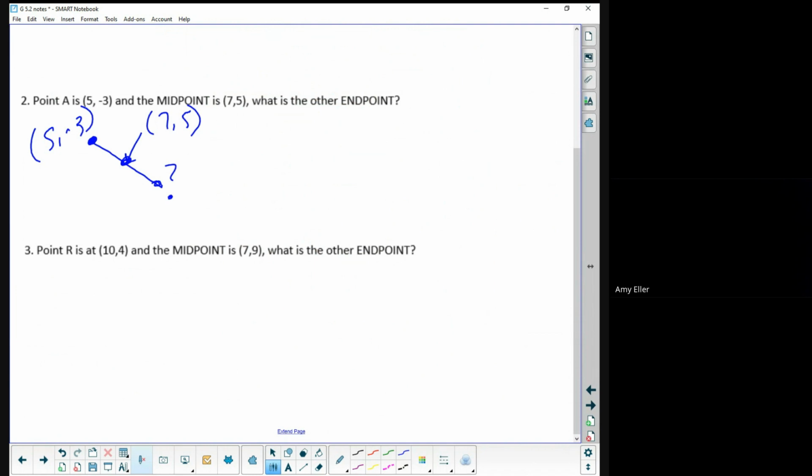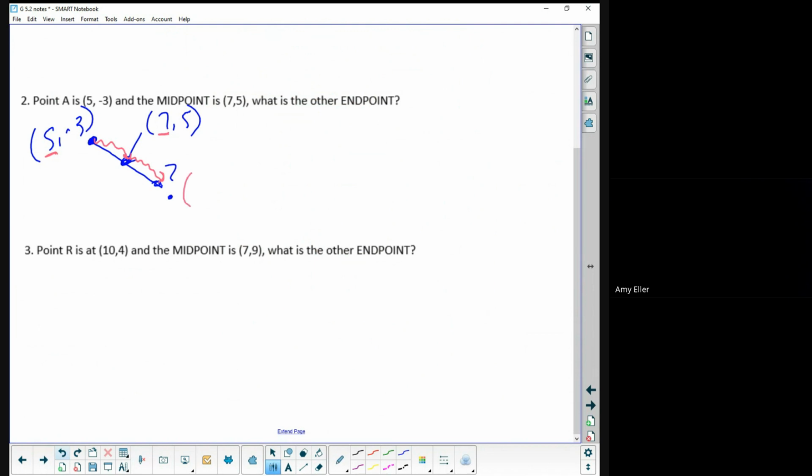Can I use the midpoint formula like I've been doing to find the other end? Well, not exactly. I can't add these x's and divide by 2 and add the y's divide by 2 because I'd be finding the middle of that. That's not what I want. There is a way to use the formula. It gets a little complicated. So here's the way I usually tell students to do it. Think about going for a walk. If I'm at 5 and I get to the middle and I'm at 7, how much did I walk? I walked up 2. So how much should I walk to get to the other end? The same amount. I need to walk up 2 more.